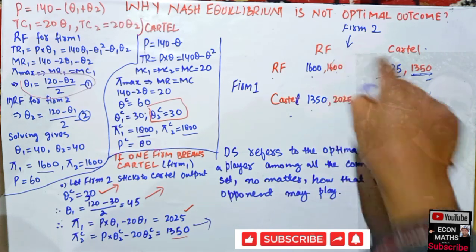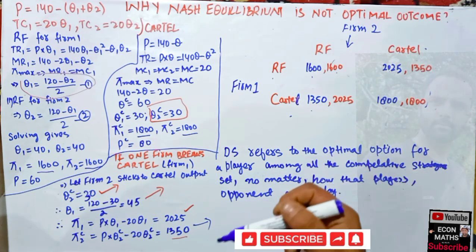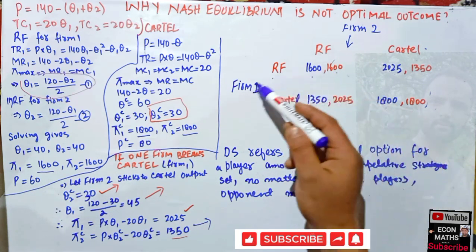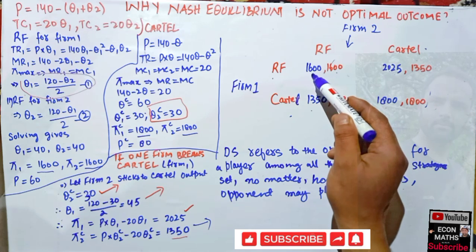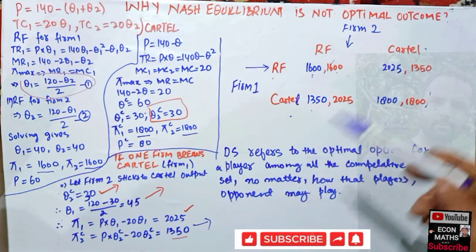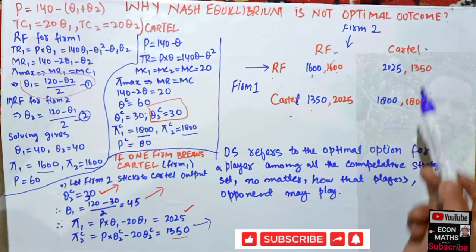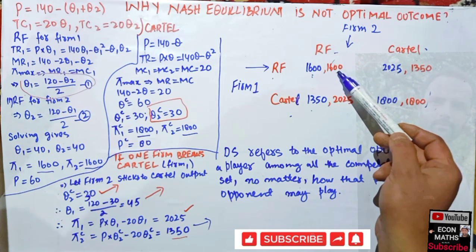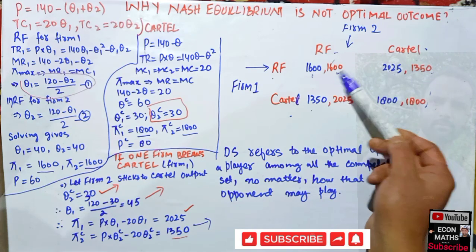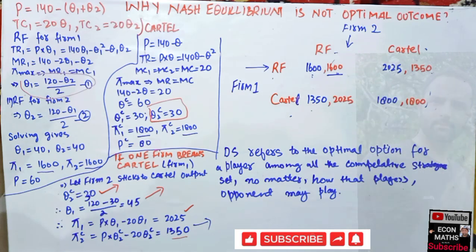Okay, and can we find the Nash equilibrium? We can always find the Nash equilibrium, and let us see what it is in this case. Let us say firm 1 chooses to produce according to the reaction function. Firm 2 has two options, either to produce according to the reaction function or the Cartel. Producing according to the reaction function gives him 1600, producing according to the Cartel gives him 1350. Obviously this number is greater than this, so firm 2 will choose to produce according to the reaction function.